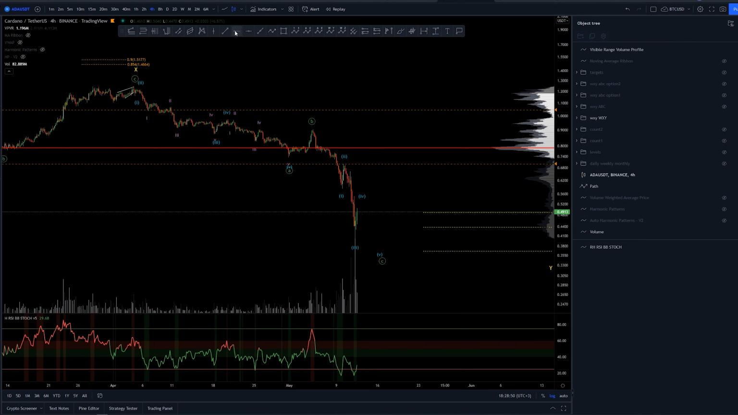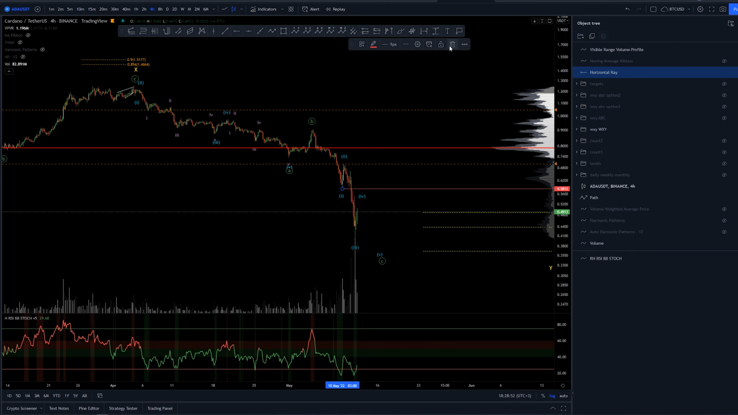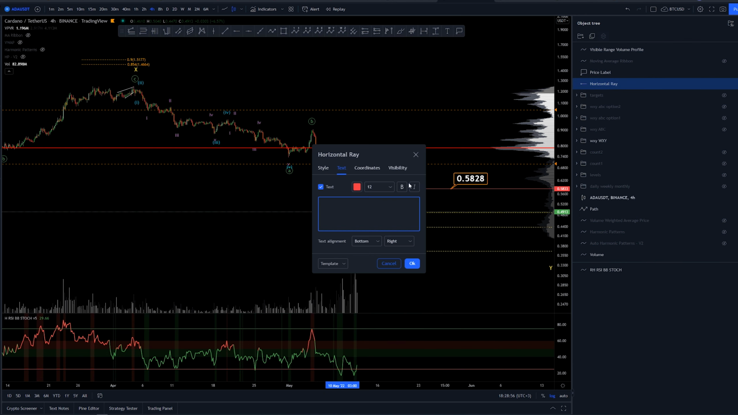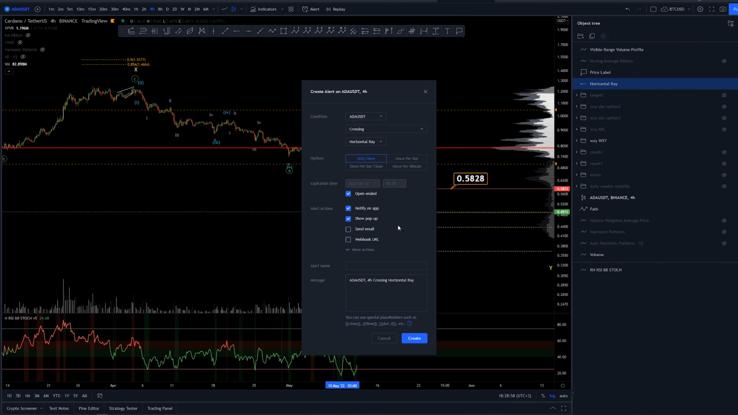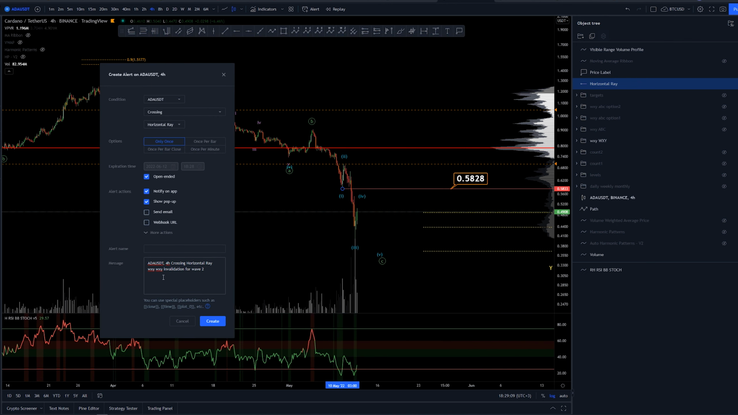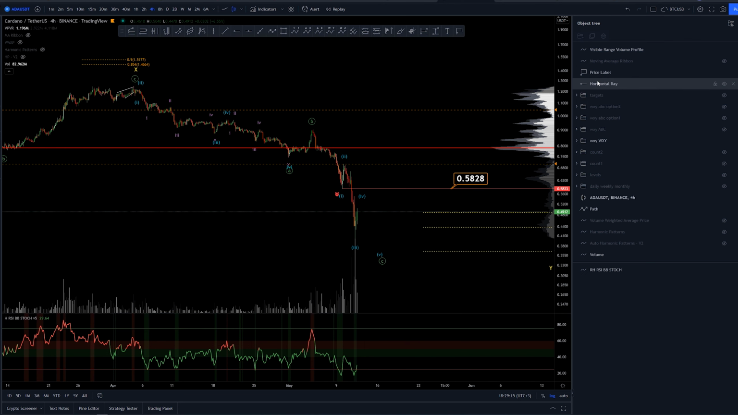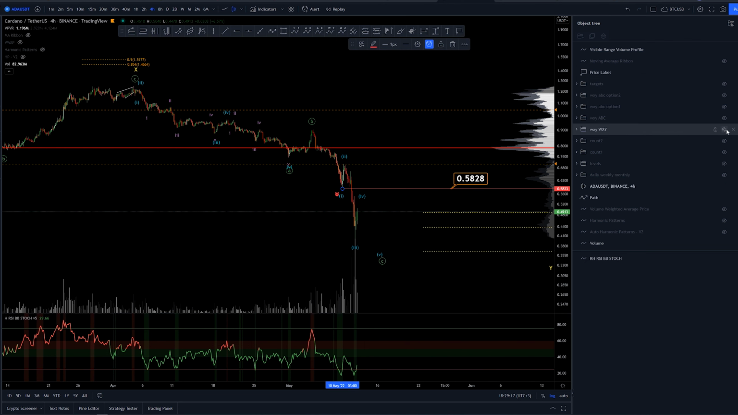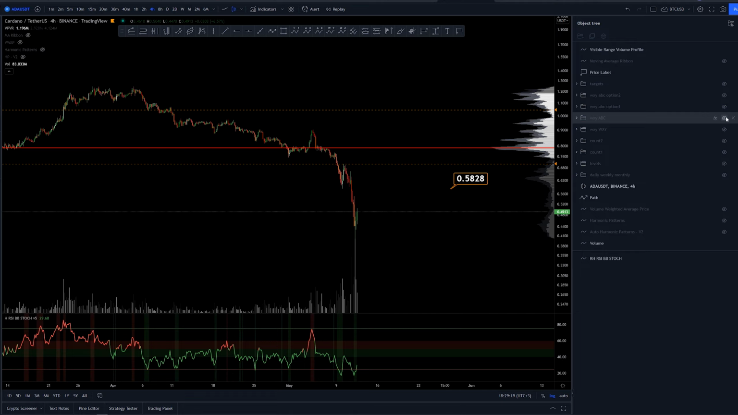This is going to get invalidated here at around 58 cents. Let me add an alert here. WXY invalidation for wave 2. Oh no, for wave 4. There we go. And what else? Well, there's not much about that one.